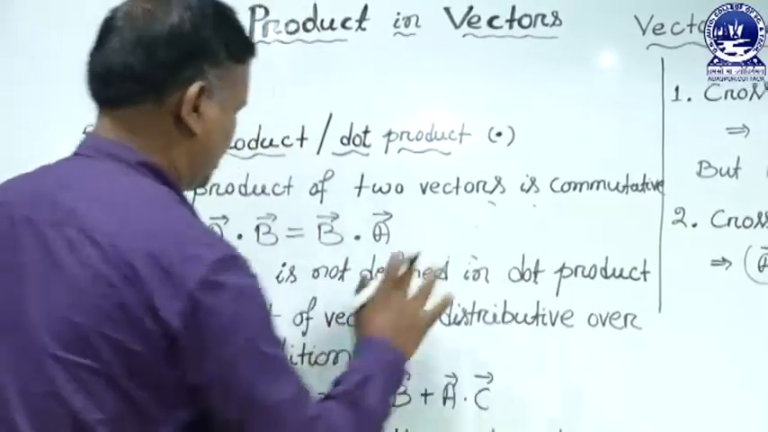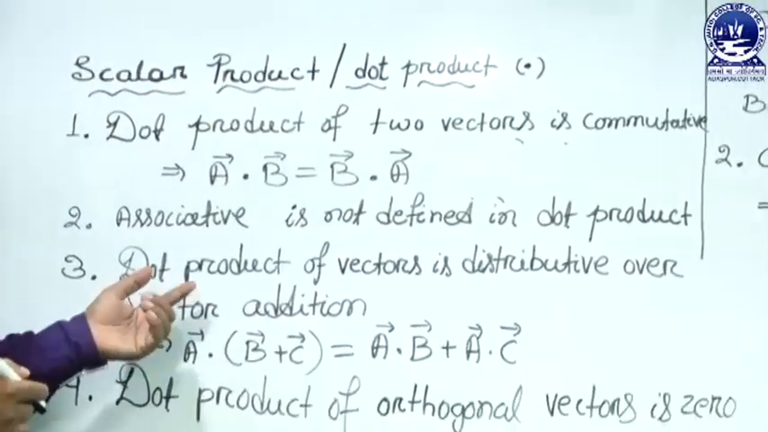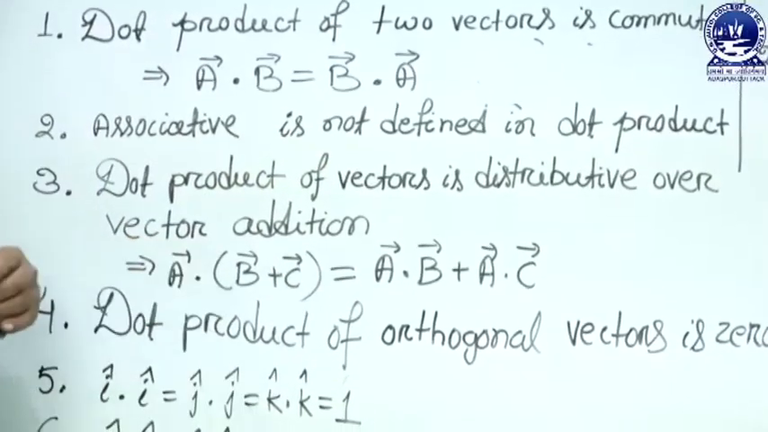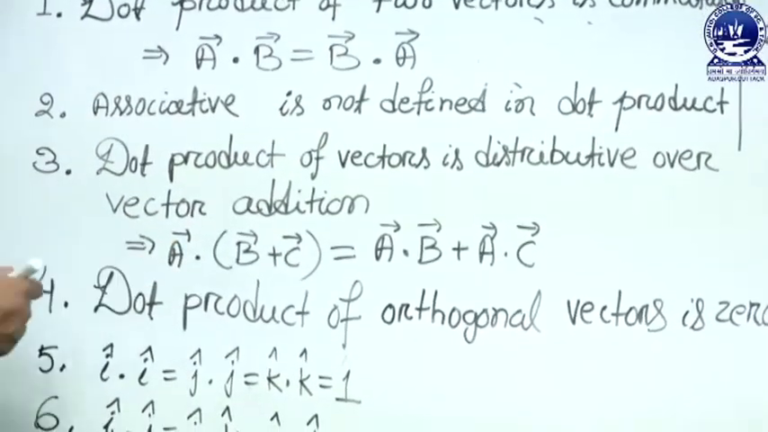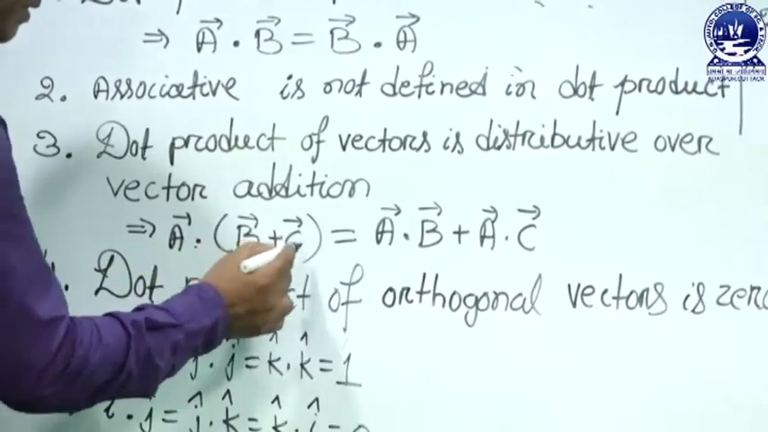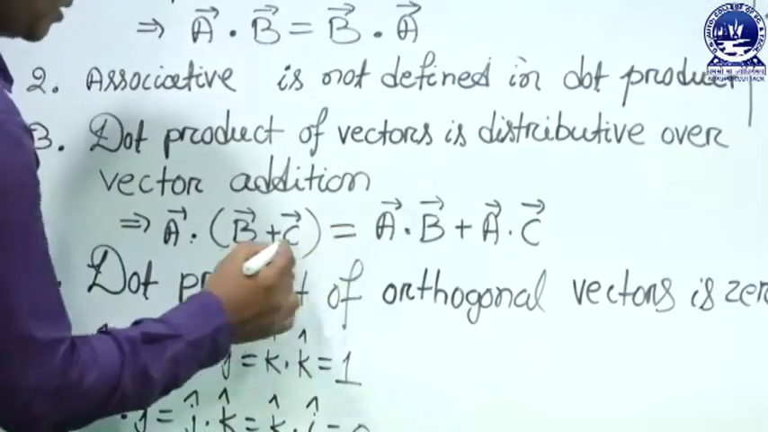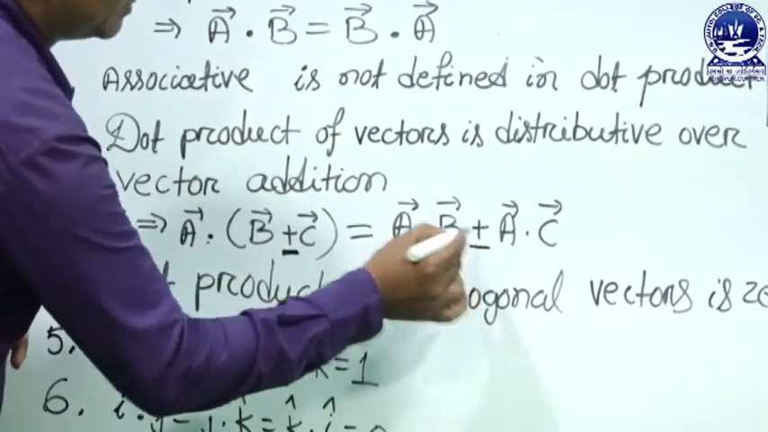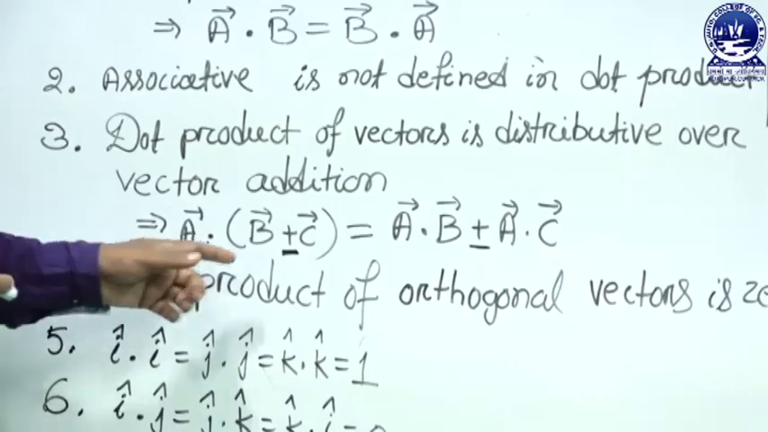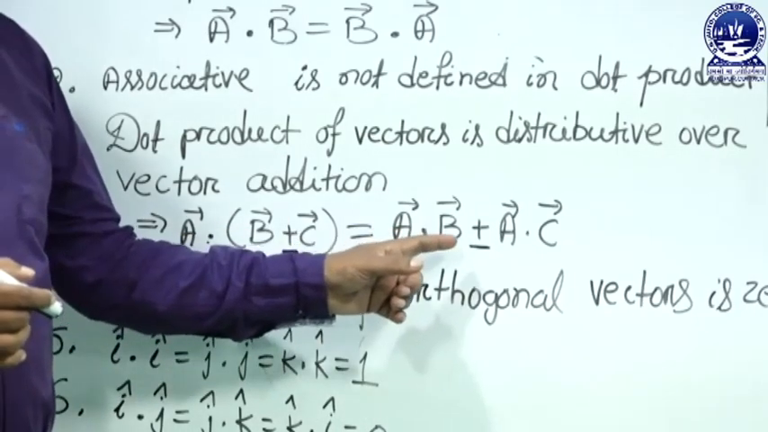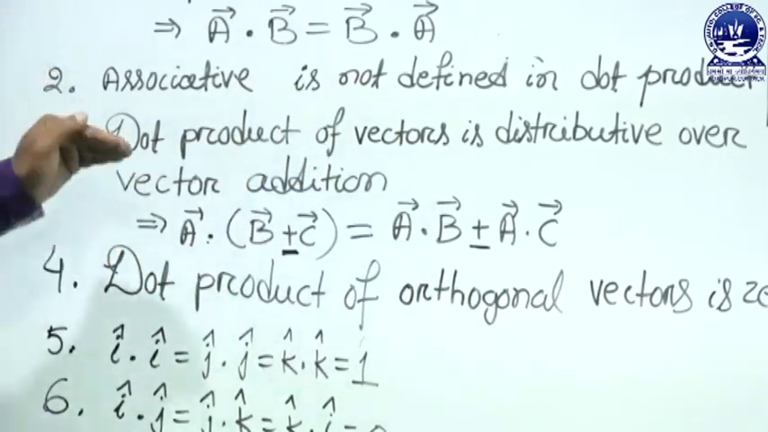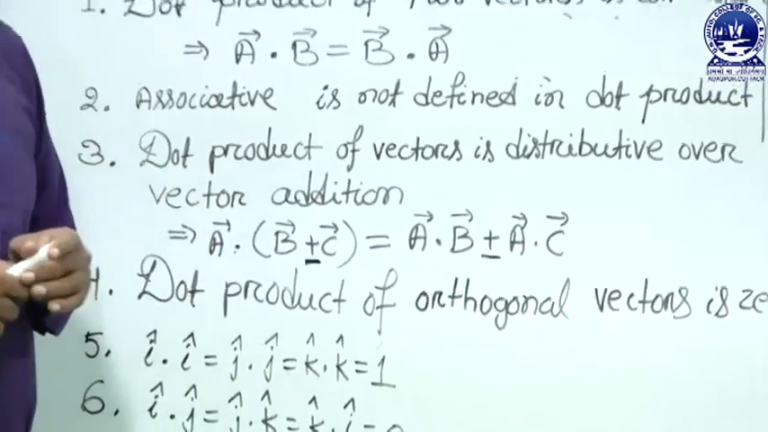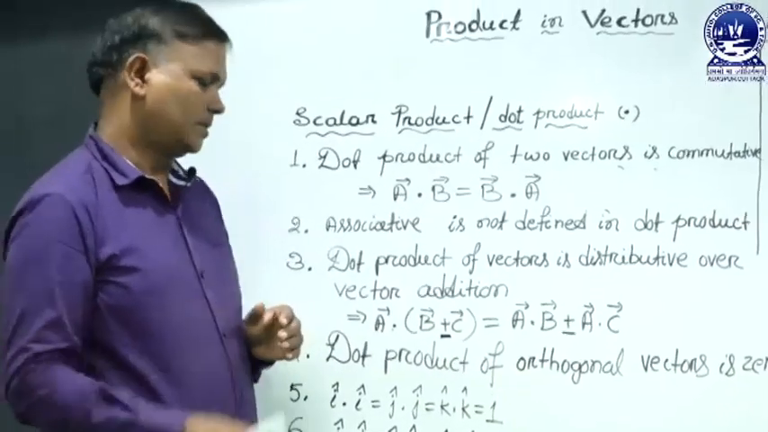Next, we discuss the third property: the dot product of vectors is distributive over addition or subtraction. That means A dot (B plus C) equals A dot B plus A dot C. It is also distributive over subtraction. That means A dot (B minus C) equals A dot B minus A dot C. That means the scalar product or dot product is distributive over addition or subtraction.